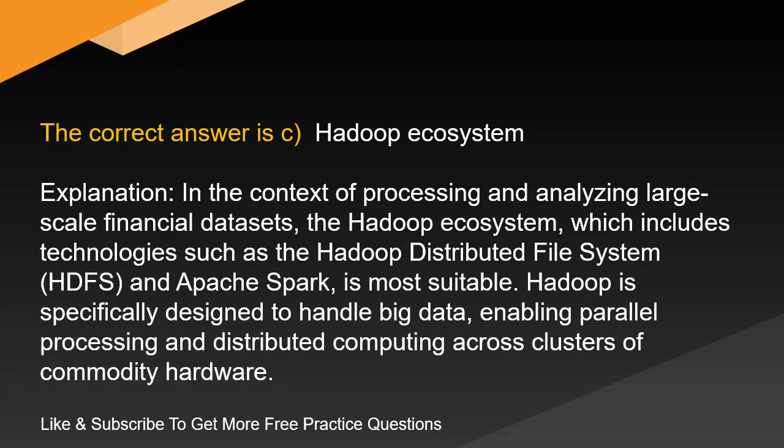The correct answer is C. Hadoop ecosystem. Explanation. In the context of processing and analyzing large-scale financial datasets, the Hadoop ecosystem, which includes technologies such as the Hadoop Distributed File System, HDFS, and Apache Spark, is most suitable. Hadoop is specifically designed to handle big data, enabling parallel processing and distributed computing across clusters of commodity hardware.